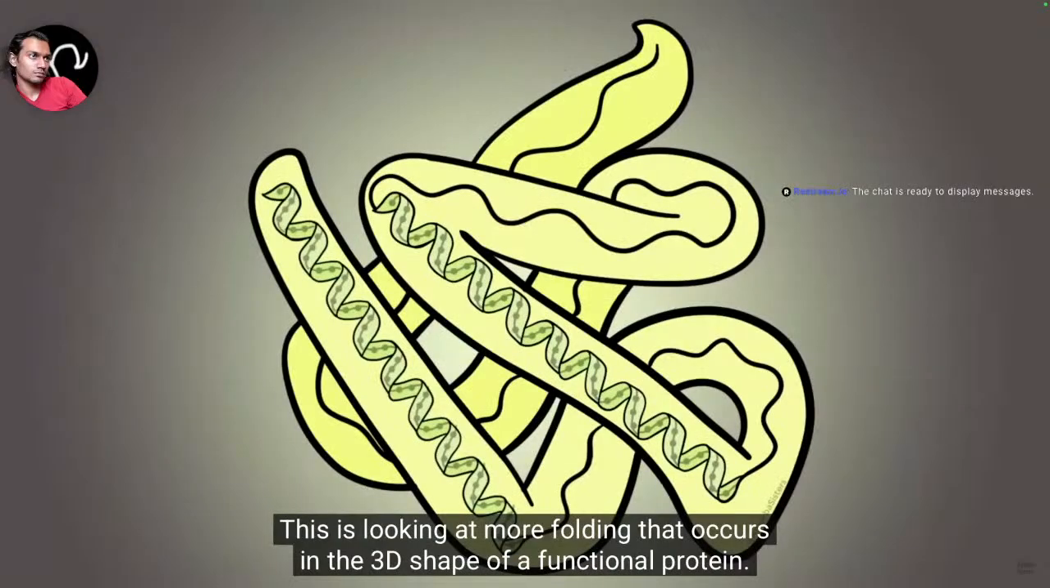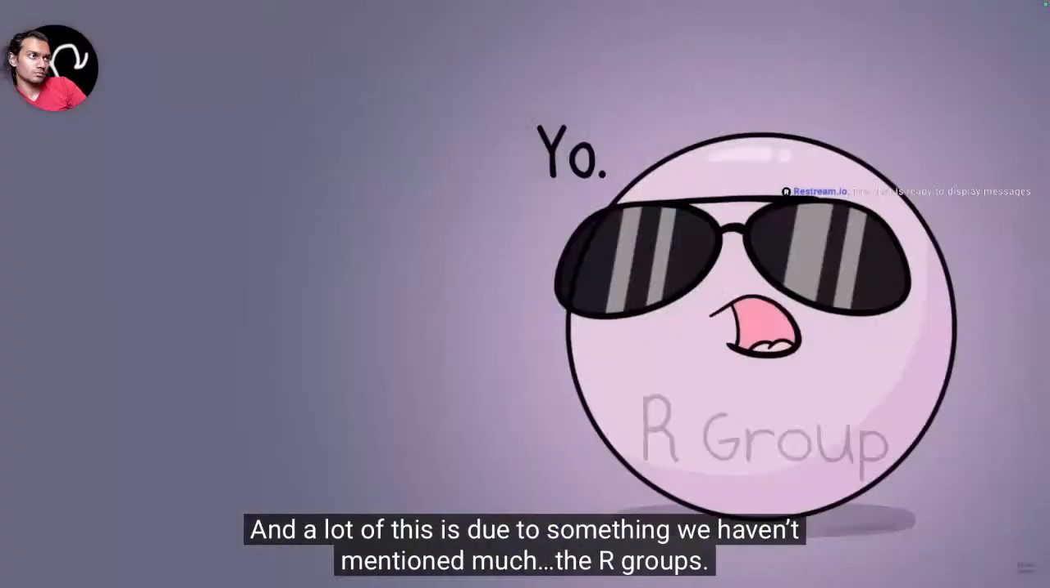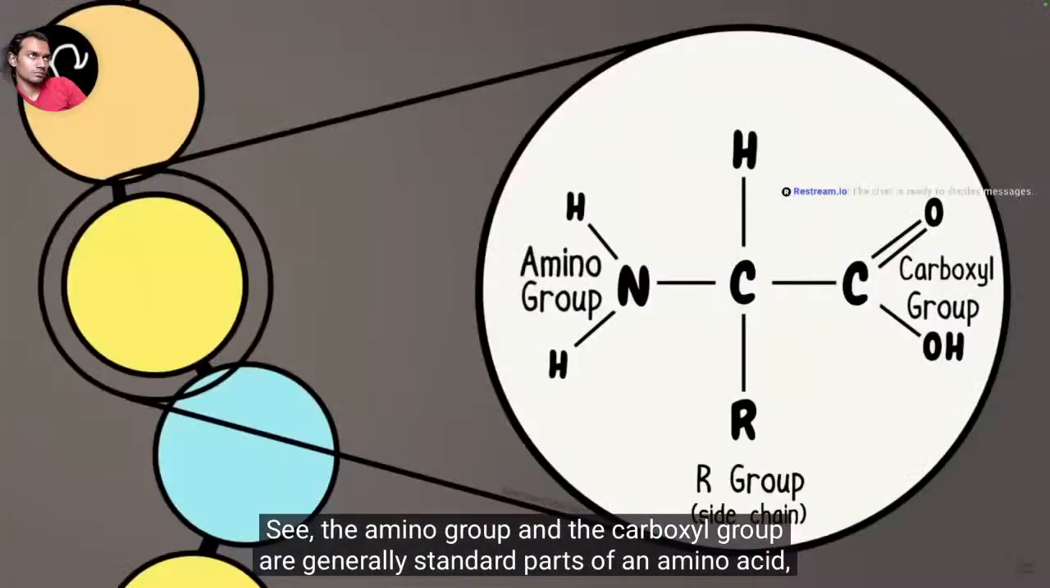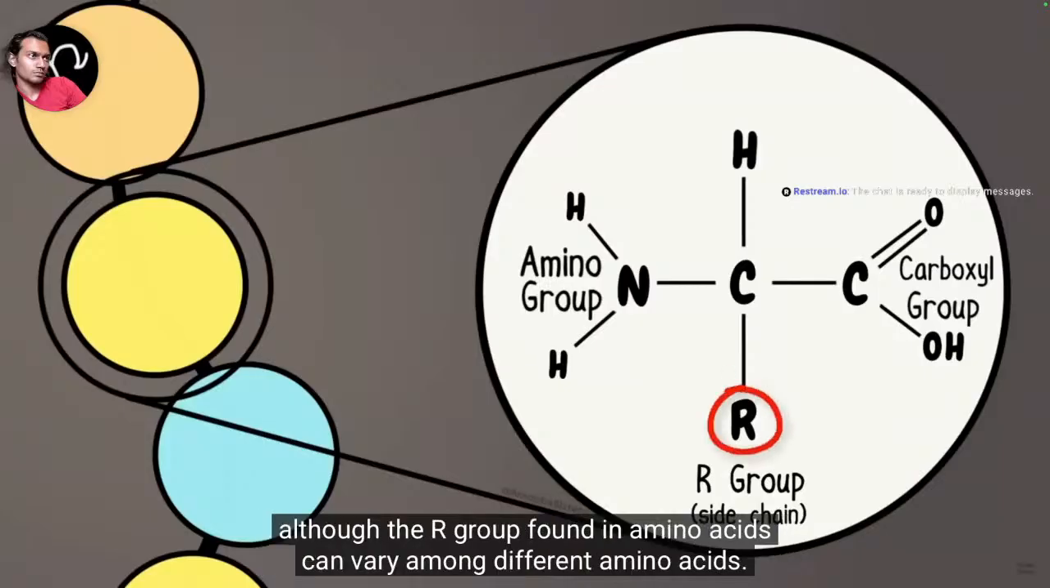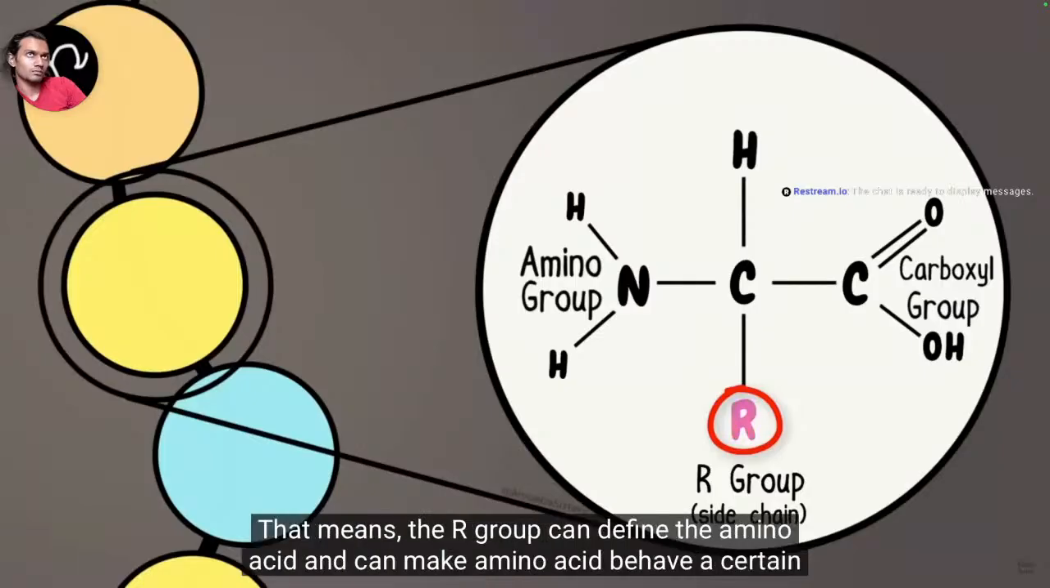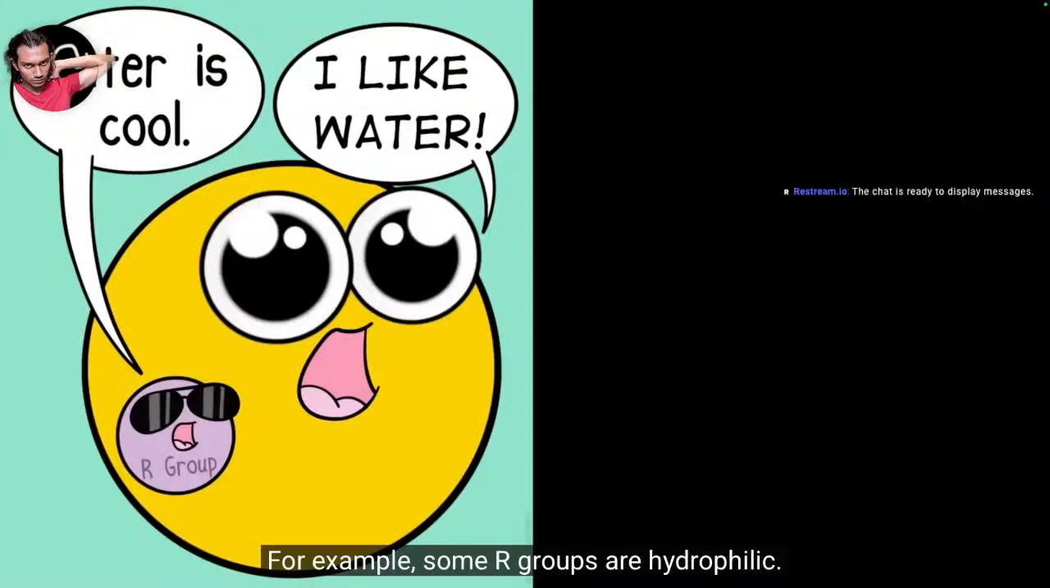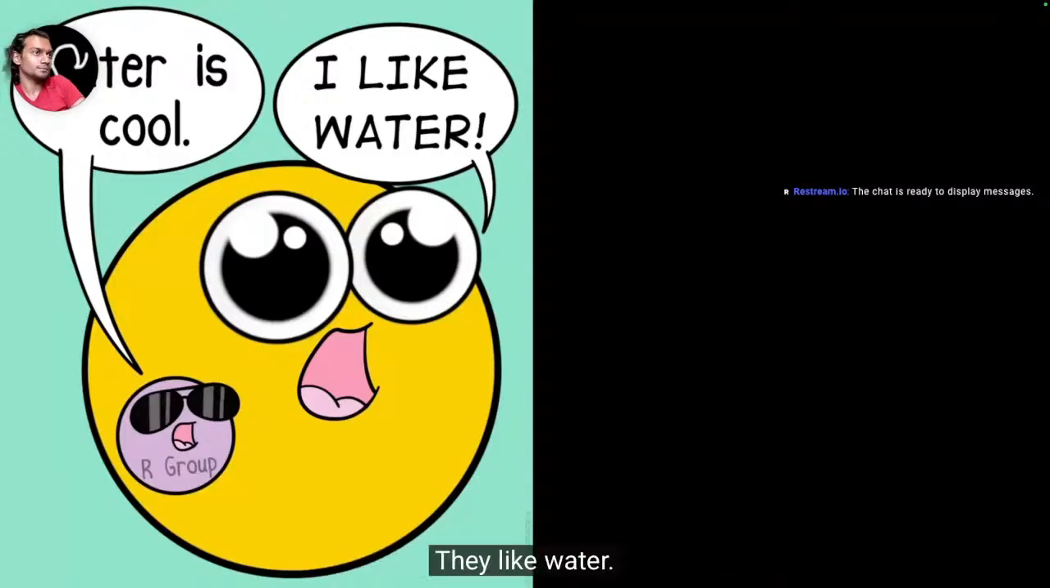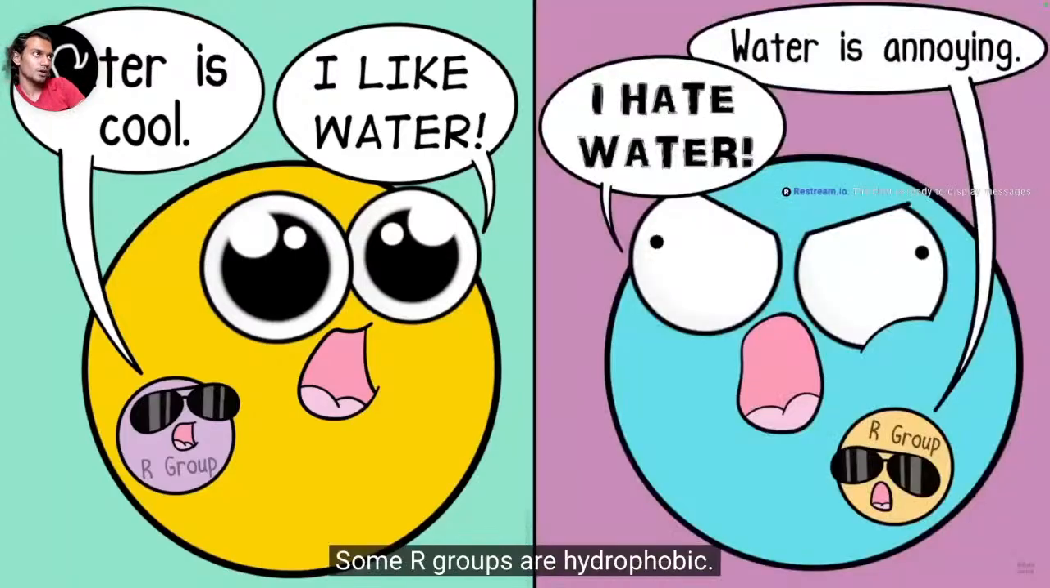Tertiary structure occurs in the 3D shape of a functional protein due to something we haven't mentioned much: side chains. See, the amino group and the carboxyl group are generally standard parts of an amino acid, although the R group found in amino acids can vary among different amino acids. That means the R group can define the amino acid and can make amino acids behave a certain way. For example, some R groups are hydrophilic. They like water. Some R groups are hydrophobic. They don't.